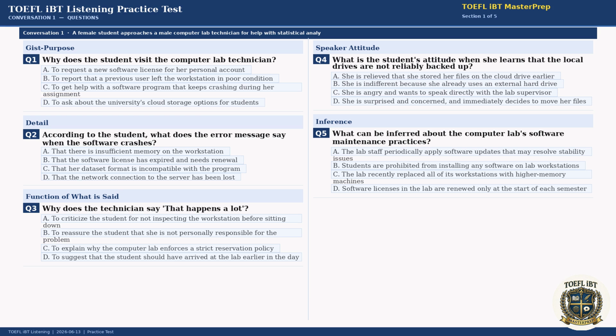That is the end of the conversation 1. You now have some time to answer the questions.